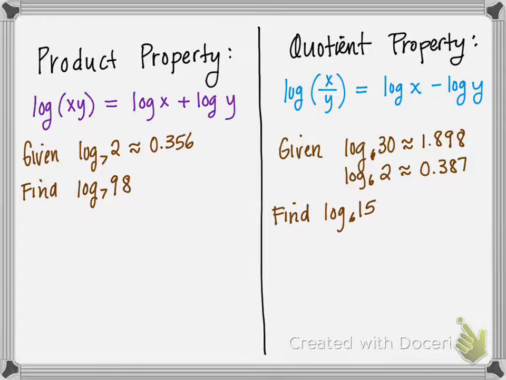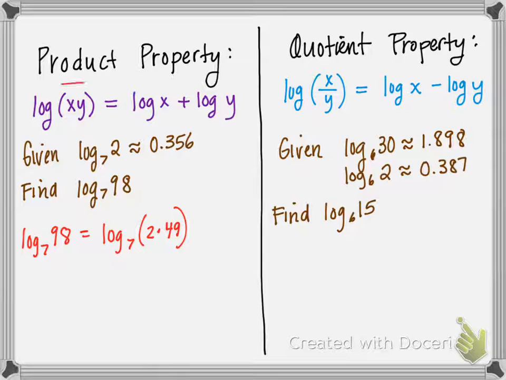So we are given that log base 7 of 2 is approximately 0.356. They want us to use that in order to find log base 7 of 98. So the first thing you want to ask yourself is, how can I use a 2 in order to get 98? Well, if I take half of 98, that would be 49. So 2 times 49 would give me 98. So log base 7 of 98 is the same as log base 7 of 2 times 49. So all I did was rewrite 98 using a factor of 2, which is 2 and 49.